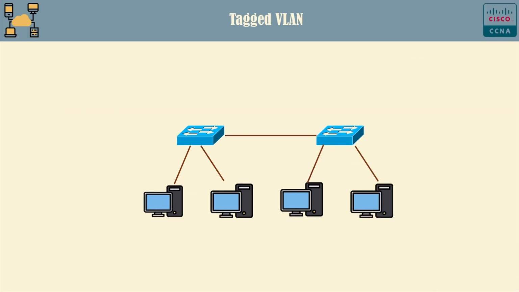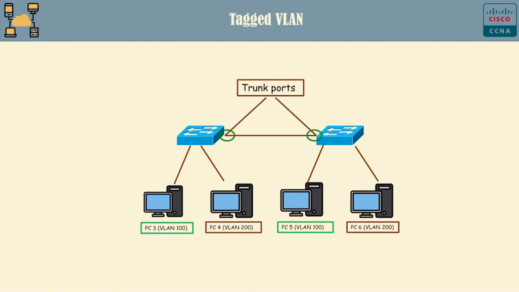First, I will connect two switches in sequence and set them to trunk mode. Let's assume that PC3 and PC5 belong to the same VLAN, specifically VLAN 100. This port will be a trunk port, meaning it will allow multiple VLANs to pass through it.